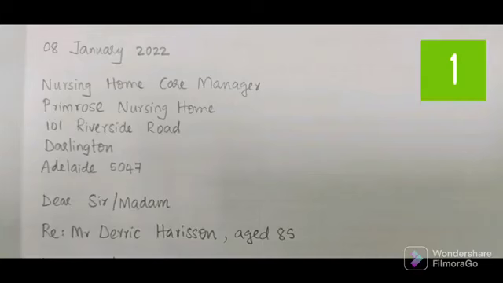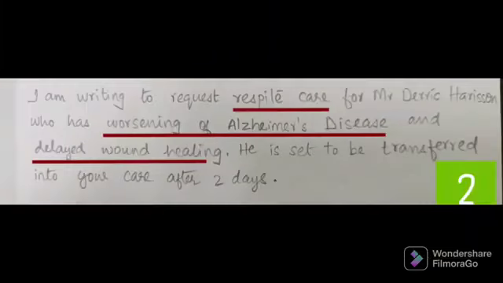We will start with the date, 8 January 2022. The address is given: nursing home care manager, Primrose Nursing Home, and the complete address you have to write. Then the salutation, dear sir or madam, because it's not sure whether it is a nurse or not. So you can write dear sir or madam. Reference: Mr. Derek Harrison, aged 85. Then we will start the introduction paragraph.